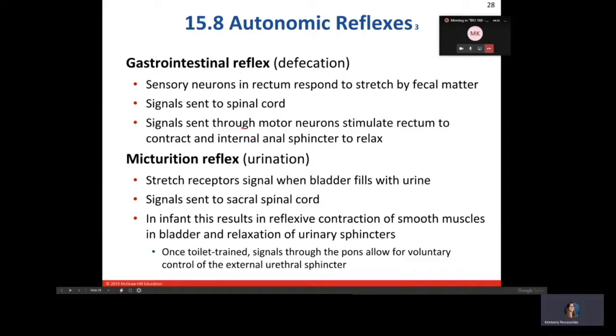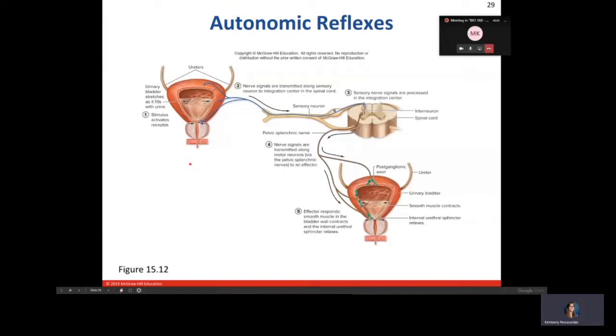Our spinal cord is then going to have that pre-programmed response, and it's going to go to the motor neurons, and the motor neurons are going to stimulate the rectum to contract and the internal anal sphincter to relax, right, to kind of stimulate defecation. And so both of those are going to be smooth muscles. So this is going to be a spinal reflex, and since they're smooth muscles, it's an autonomic reflex. Next, we have the micturition reflex, and this one is going to be the one we have a nice picture of, so I'm going to go to there.